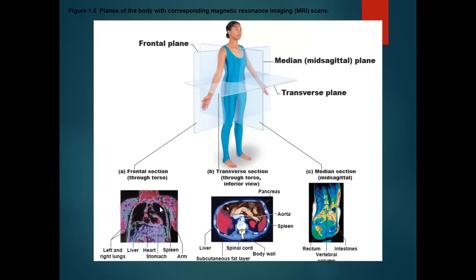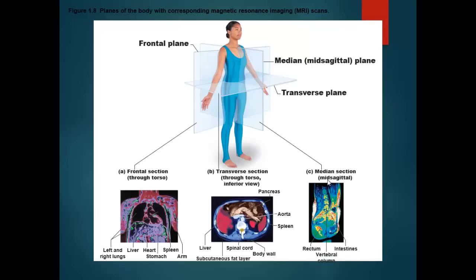And here you have some MRI images that are actually cut from these. So here the frontal plane, we can see that the body's been cut into a front and back, and we're actually looking in at the heart and the stomach and the liver and the spleen. Here we're looking at a transverse section, and this is going to cut the body into a superior and inferior. And here we can see the spinal cord towards the posterior side, while we can see the pancreas up towards the anterior side.